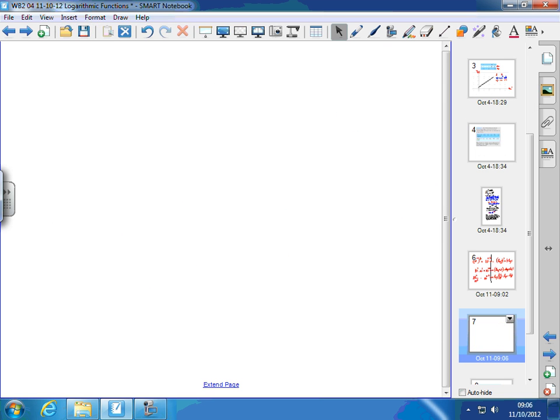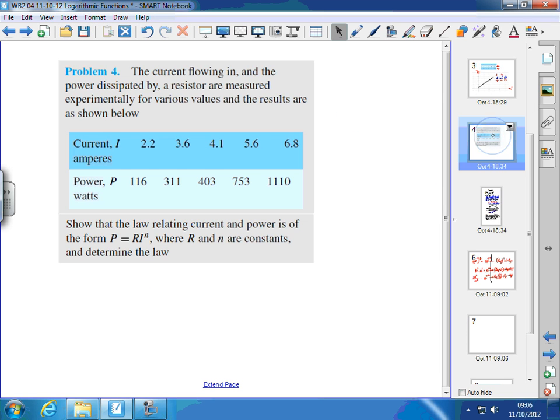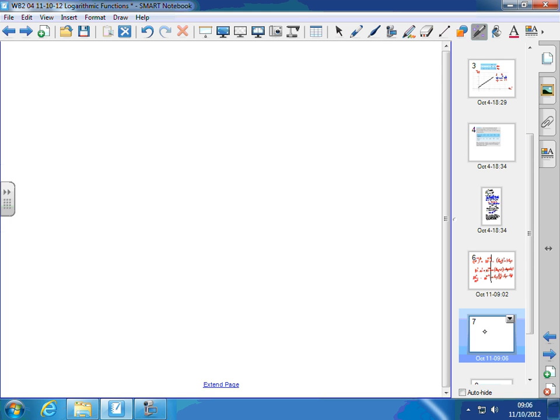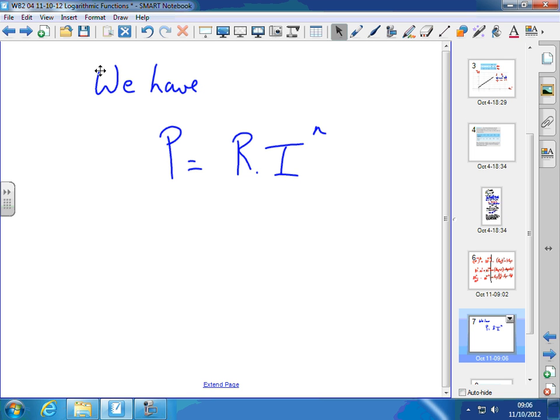So let's look at our function. Let's go back to our problem. We've got this function, P equals RI to the power n. The thing that's making it awkward is this power. We want to try and find this power.